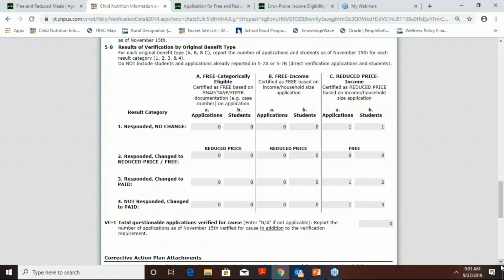So if you initially pulled a free categorically eligible application, you're going to be reporting that information in column A. And that's only if you have to make up the difference between your error prone and the number you need for your sample size. Then if it was a free income application, you're going to report that information in column B. And if it was a reduced price income application, you're going to report that information in column C.